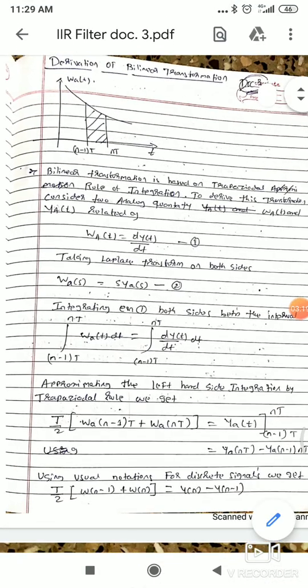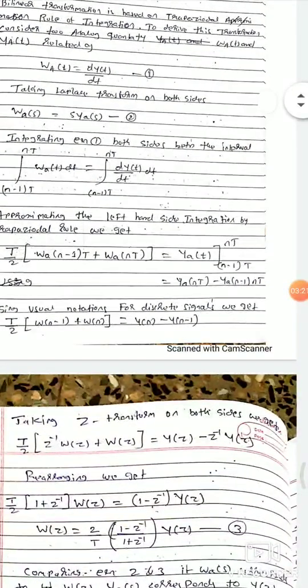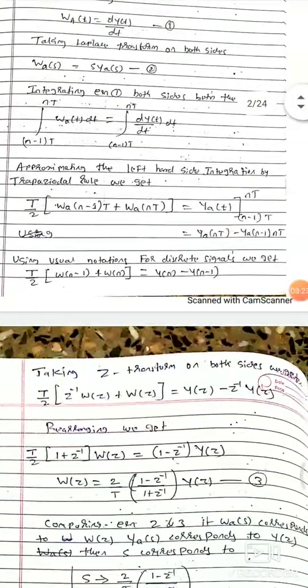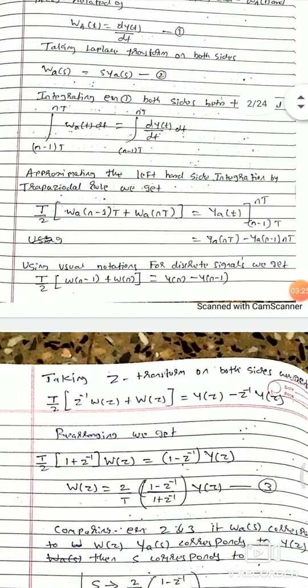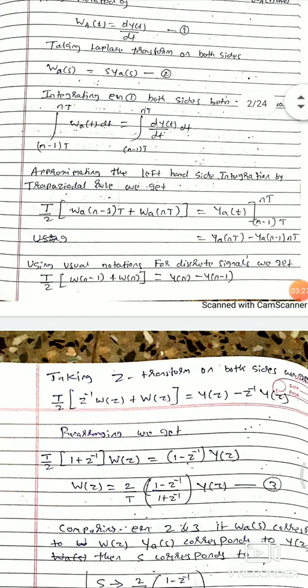So here you could see these equations. Using the usual notations for discrete signals, we write it as T by 2 times W of n minus 1 plus W of n. Likewise here also it is y of n minus y of n minus 1. These are the usual notations for discrete signals. How do you write for discrete signals, right?